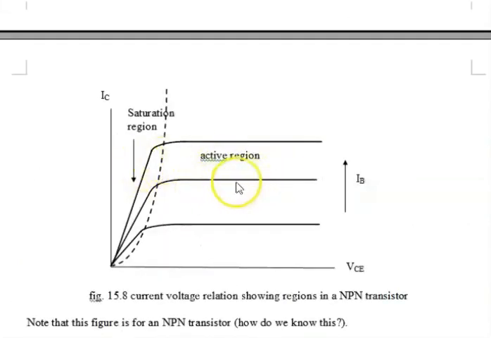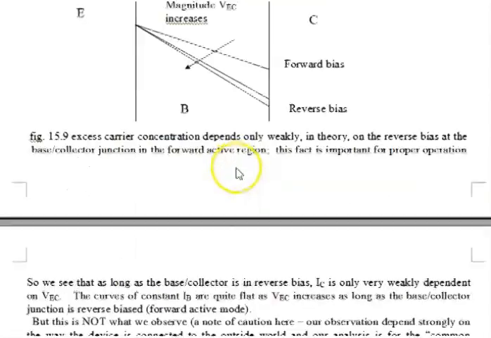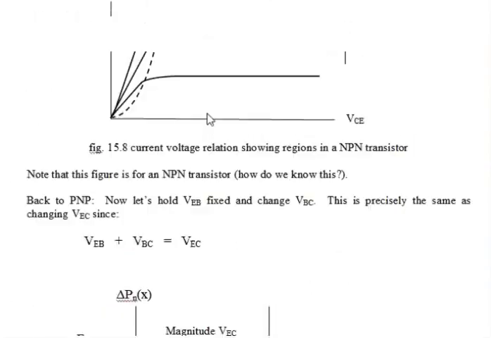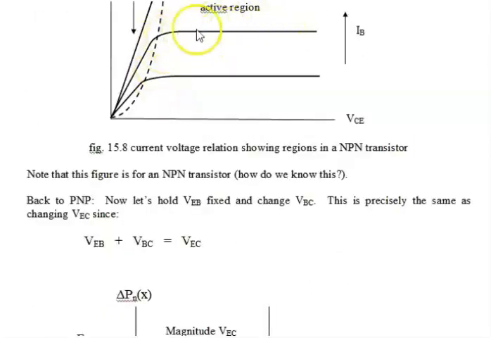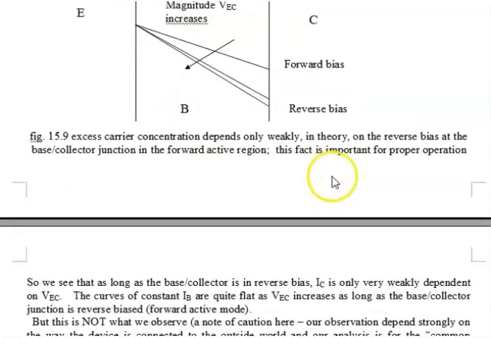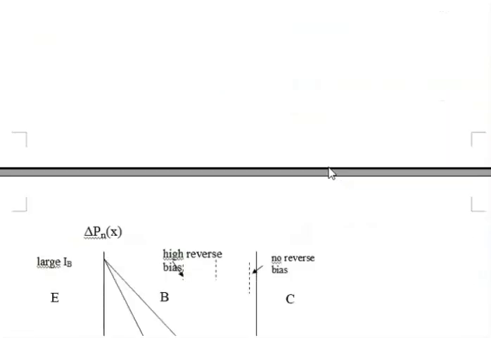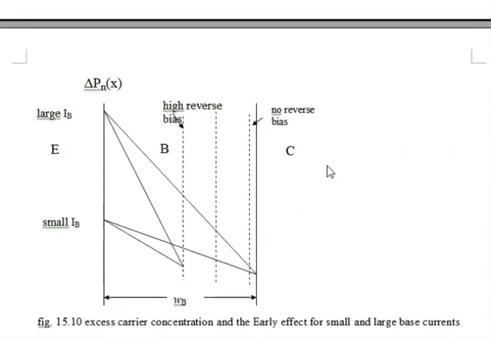We'd like to get these curves, but we don't get these curves. This is not what is observed, and that's what I'm saying here. What we observe is that these curves have a slope to them, and that is because of the depletion region, and that is because of the early effect. And here is a graph which hopefully helps us understand that.